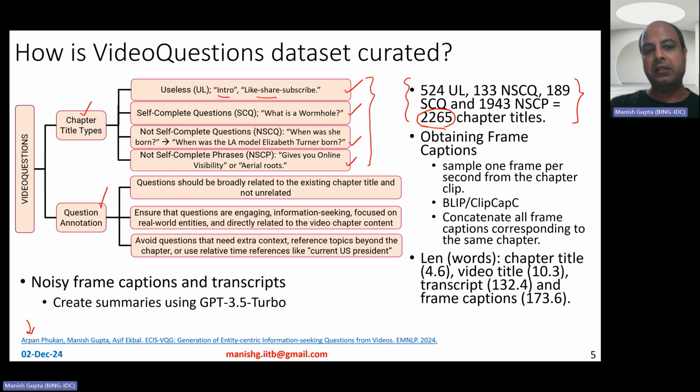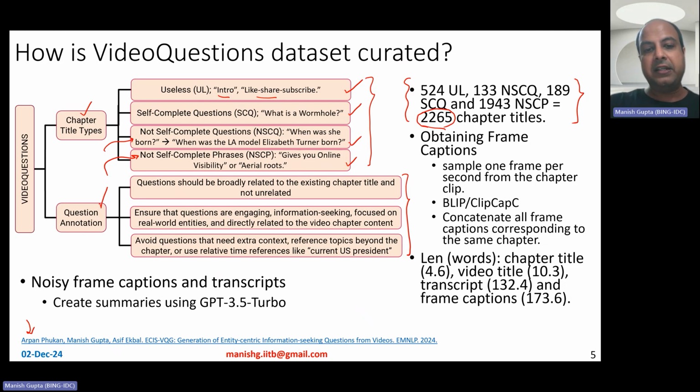In some cases, in these cases, the not self-complete questions and not self-complete phrases, what we asked the annotators to do was to take the chapter titles and come up with a reasonable question. Okay. When they were coming up with a reasonable question, we asked them to follow some basic guidelines, specifically these 3 guidelines. Questions should be broadly related to the existing chapter title and not unrelated. Of course, they have to do something with the chapter title, right?